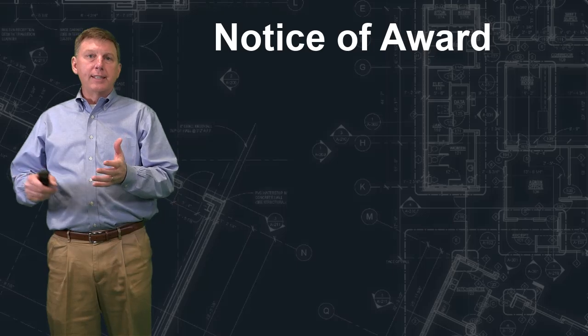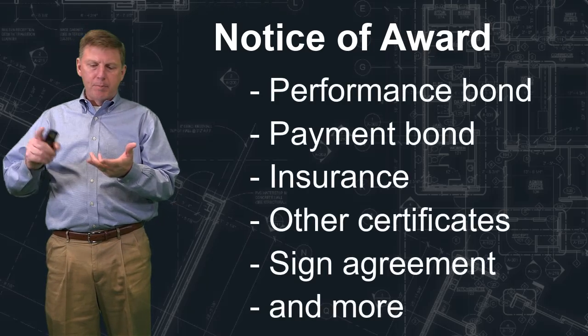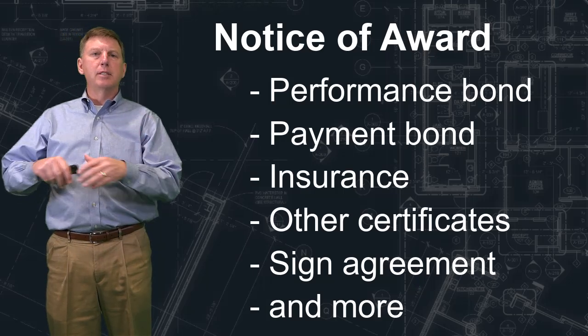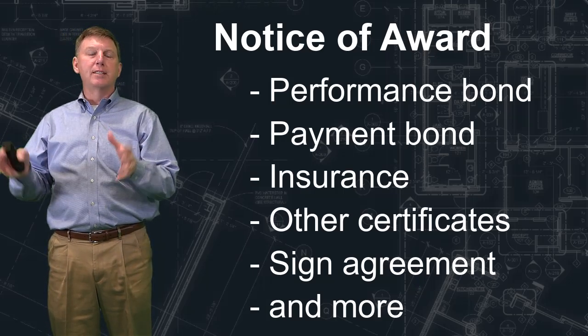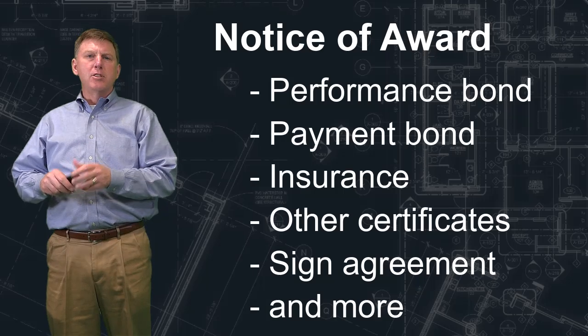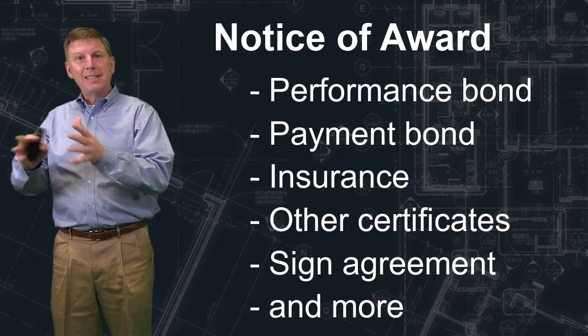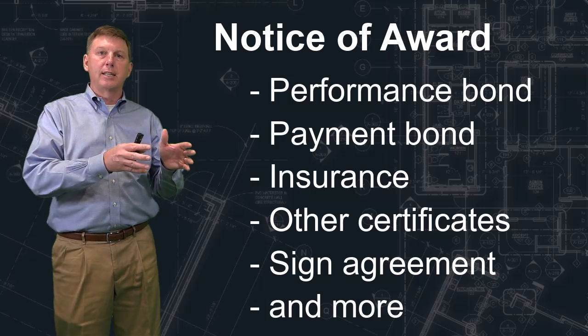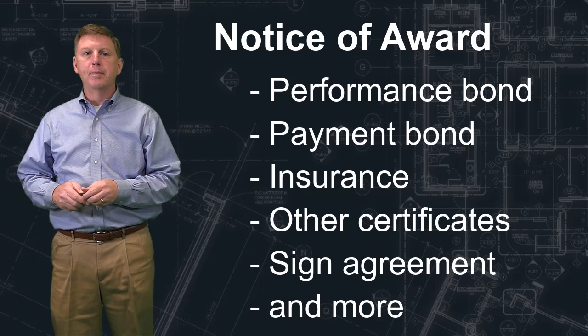So you'll need to get together your performance bond, your payment bond, your certificate of insurance, other certificates, sign agreements, and so on in order to make it the official contract. So now, once you sign the agreement and get all those things together, we move from the bidding stage into the contract stage or the award stage.